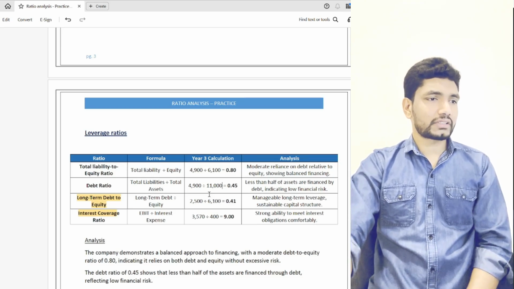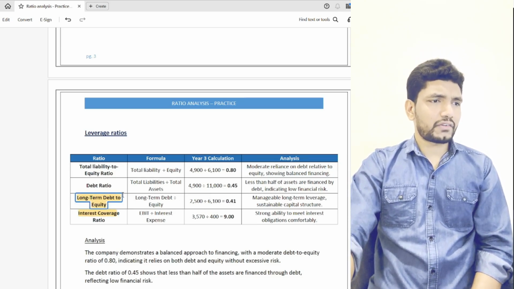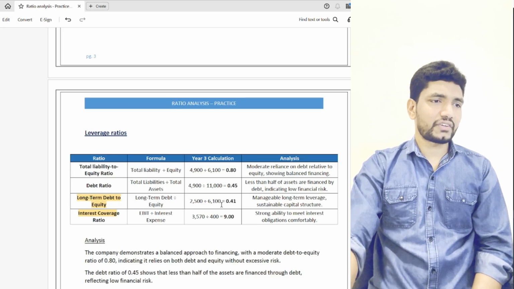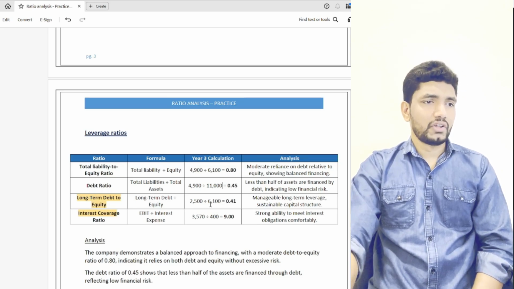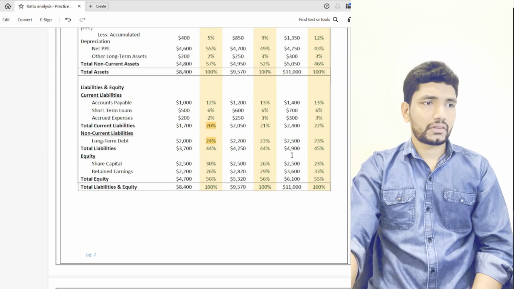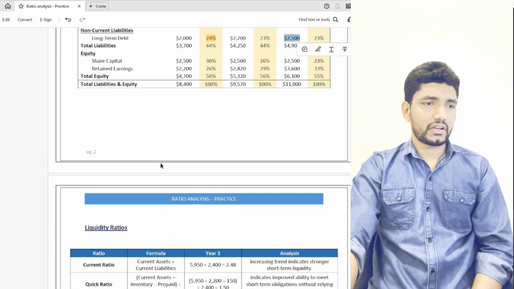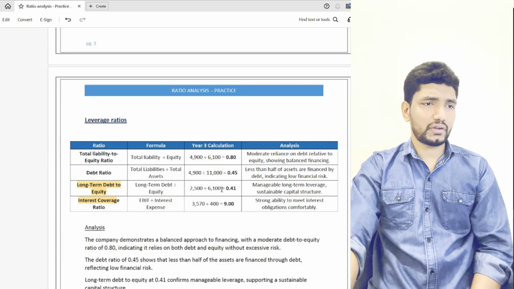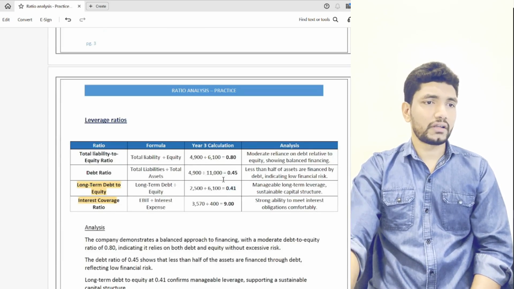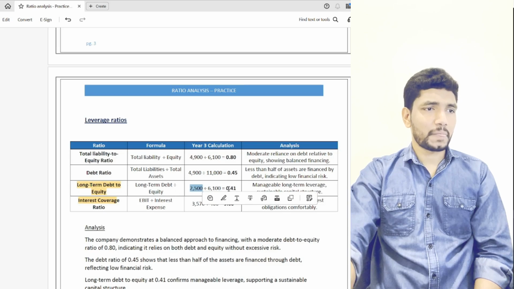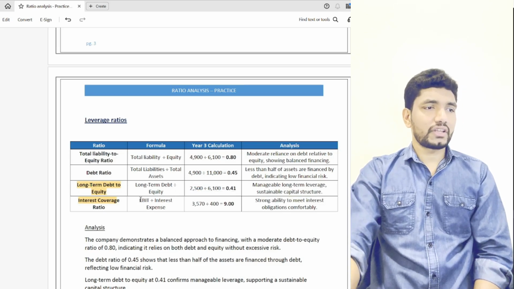Then the next ratio is the long-term debt equity ratio. It is similar to the total liability to equity ratio, but in the long-term debt equity ratio, we are considering only the long-term debt. You can see the long-term debt in the balance sheet is 2,500. So the ratio is 2,500 divided by 6,100. That gives 0.41. We are comparing the long-term debt with the equity.